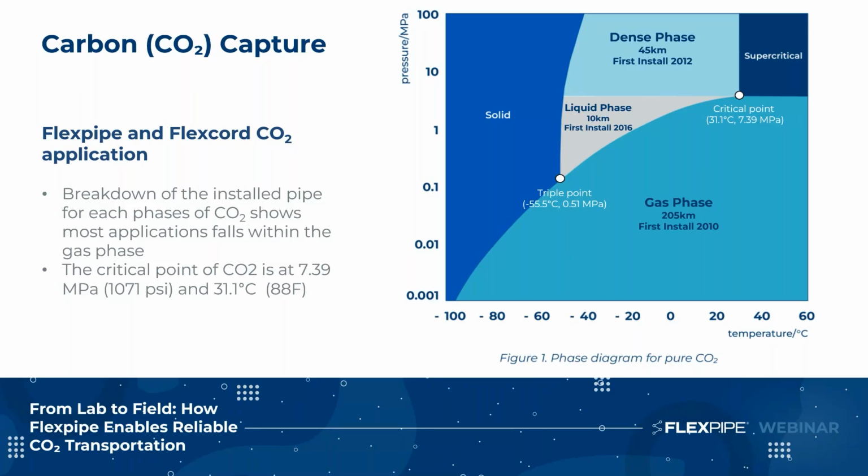For Flexpipe, most installations are in the gas phase, with more than 200 kilometers, but we have also completed projects in liquid and dense phases. The first liquid phase installation goes back to 2016, with a total installation length of 10 kilometers. The first project at dense phase was installed in 2012, and since then the total installation length is more than 45 kilometers.